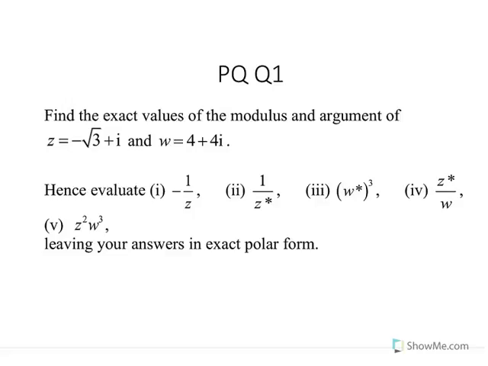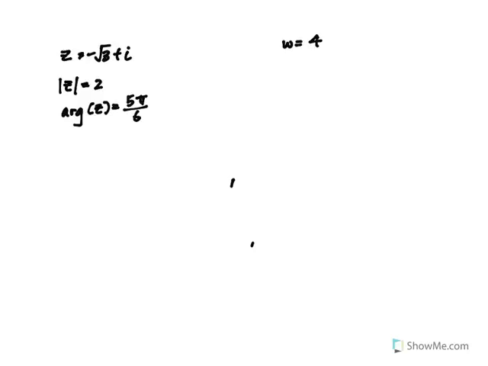Recall from the earlier videos that we have already found the modulus and argument of z and w. So very quickly, I'm just going to write it here. Given that z is equal to negative square root 3 plus i, the modulus of z is equal to 2, and the argument of z will be equal to 5 pi over 6. This is from the earlier video that we found just now. If you forgot, just go back and look at PQ1 part 1.